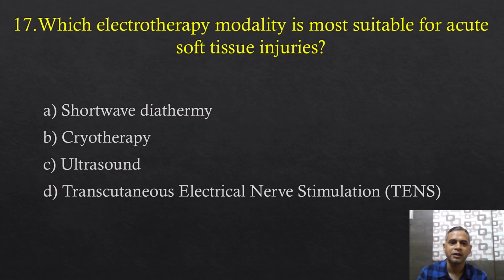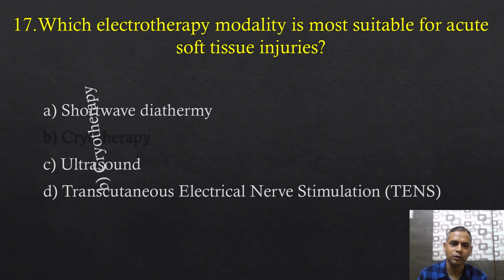Number 17. Which electrotherapy modality is most suitable for acute soft tissue injuries? A. Shortwave diathermy. B. Cryotherapy. C. Ultrasound. D. Transcutaneous electrical nerve stimulation, that means TENS. So the answer is cryotherapy.